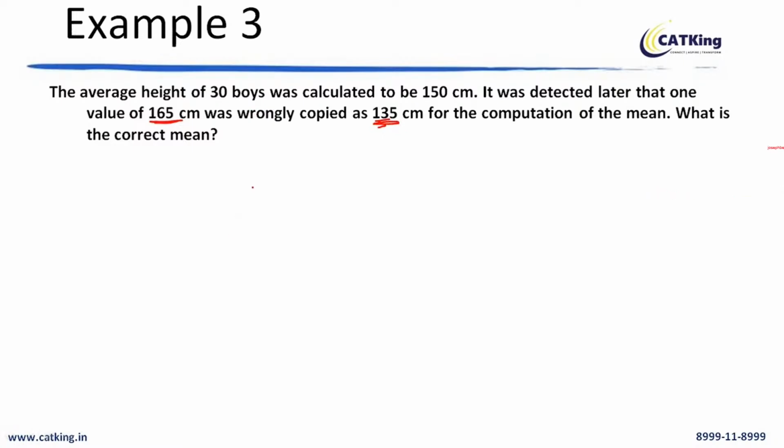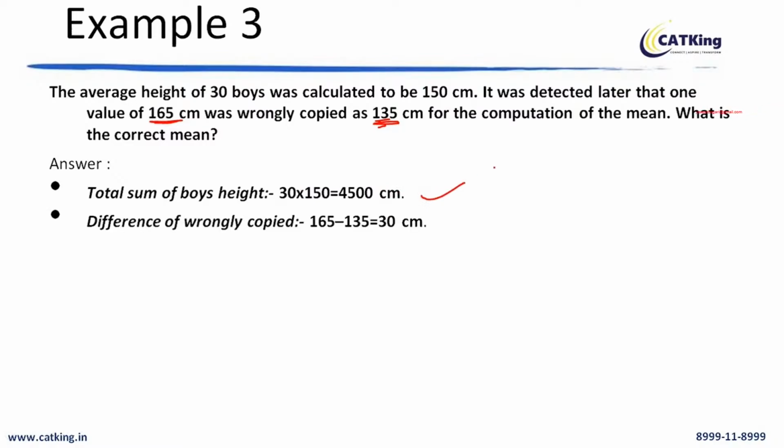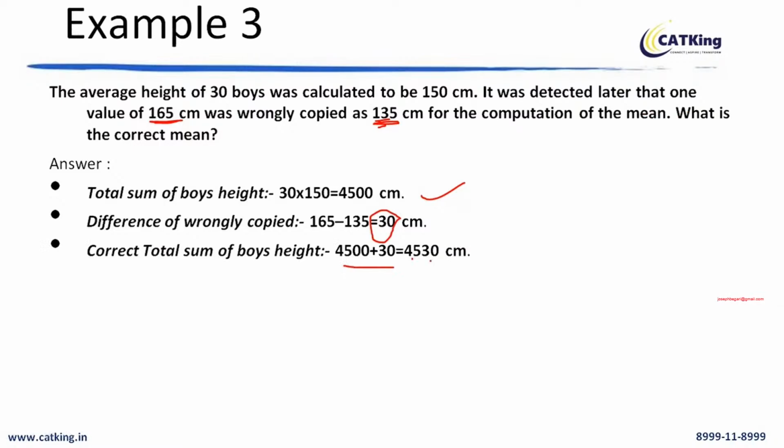So you have to find out the correct average. मतलब basically 30 टोटल में 30 कम पड़ गया, 30 ज़्यादा होना चाहिए. तो टोटल सम ऑफ द बॉयज निकाला तो उन्होंने 30 बॉयज से 150 एवरेज है तो टोटल इज 4500. Fair enough. The difference of the wrong copy, 30 centimeters, is the difference. जैसे हमने बात किया 30 सेंटीमीटर कम डाल दिया so the correct sum would be how much? 4500 plus 30, which is 4530.